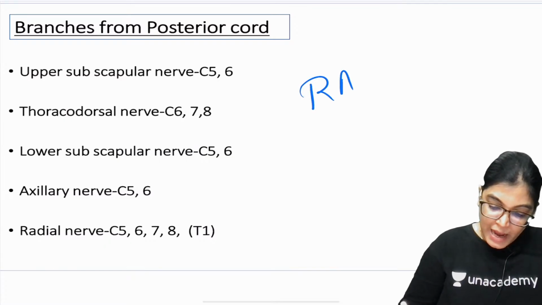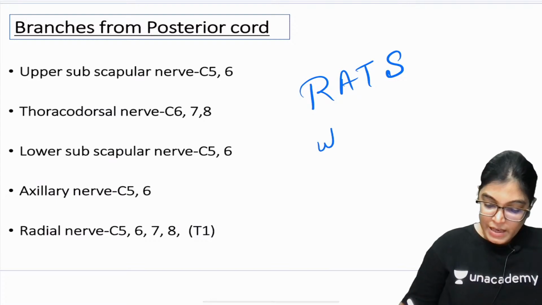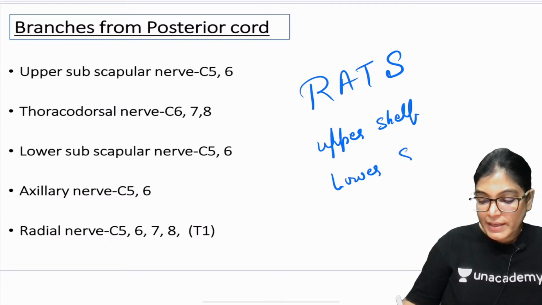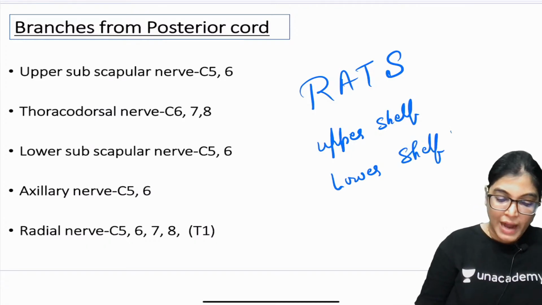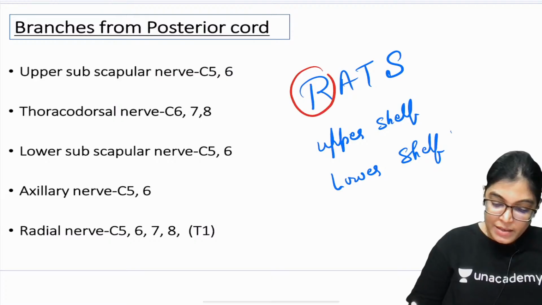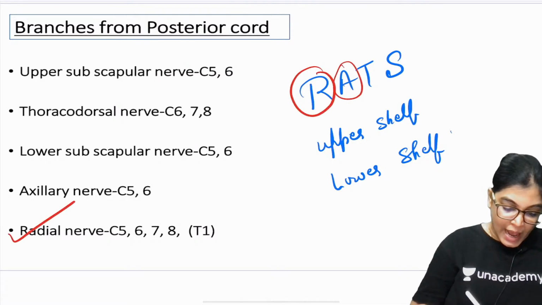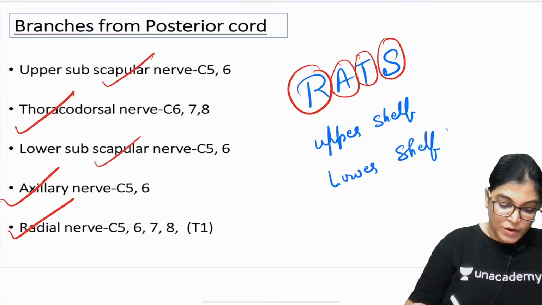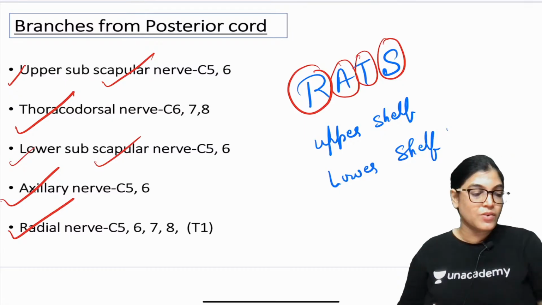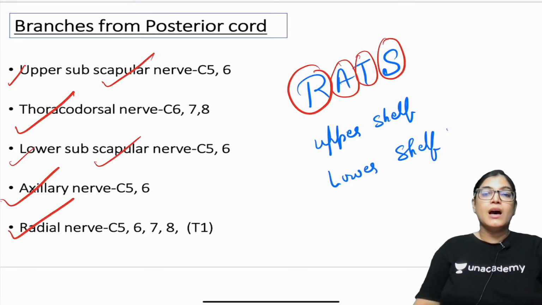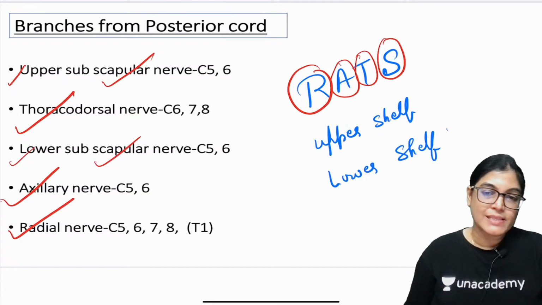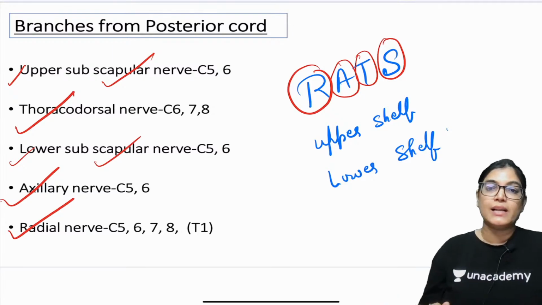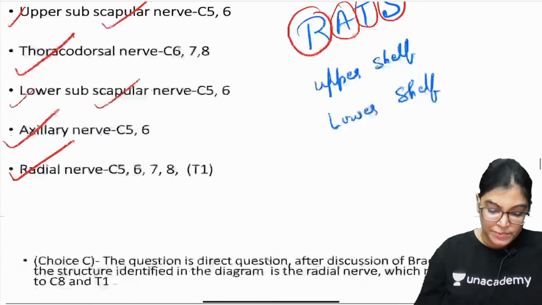Now branches from posterior cord. I am writing RATS in the upper self and lower self. You can write according to your own mnemonic. Here I am writing RATS. R for radial nerve, A for axillary nerve, T for thoracodorsal nerve, S for upper and lower subscapular. Got it? So the mnemonic is RATS in upper and lower self: radial, axillary, thoracodorsal in upper and lower self.